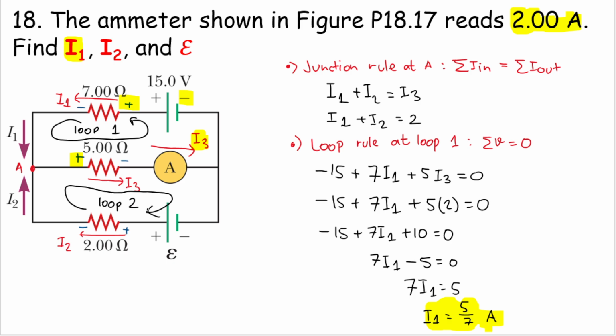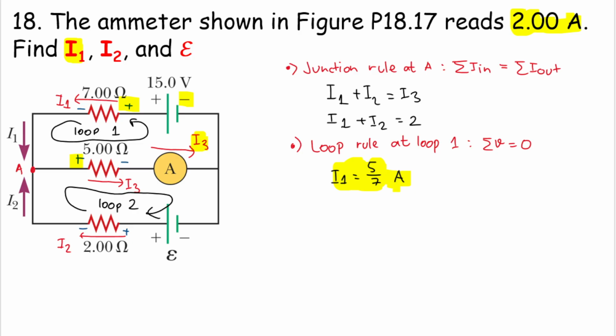Good. Now let's clean up our slide and let's see what we can get from here. Okay, before we do analysis on loop 2, I think we can get I2 here from this equation. So let's plug this in. So we will have I1 here is 5 over 7. So I have 5 over 7 and then plus I2, and that will equal to 2.